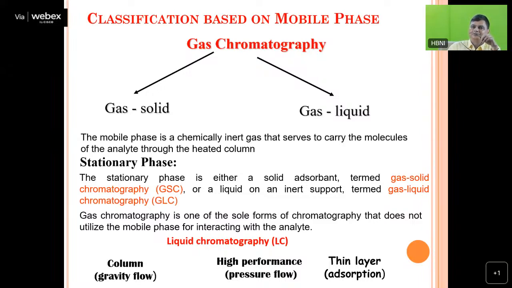Whereas liquid chromatography can be based on a column where the flow is due to gravity. We can use pressure, which we call HPLC, high performance liquid chromatography. And in the case of simple column chromatography, we can use the principle based on adsorption. So these are the classifications based on the mobile phase.